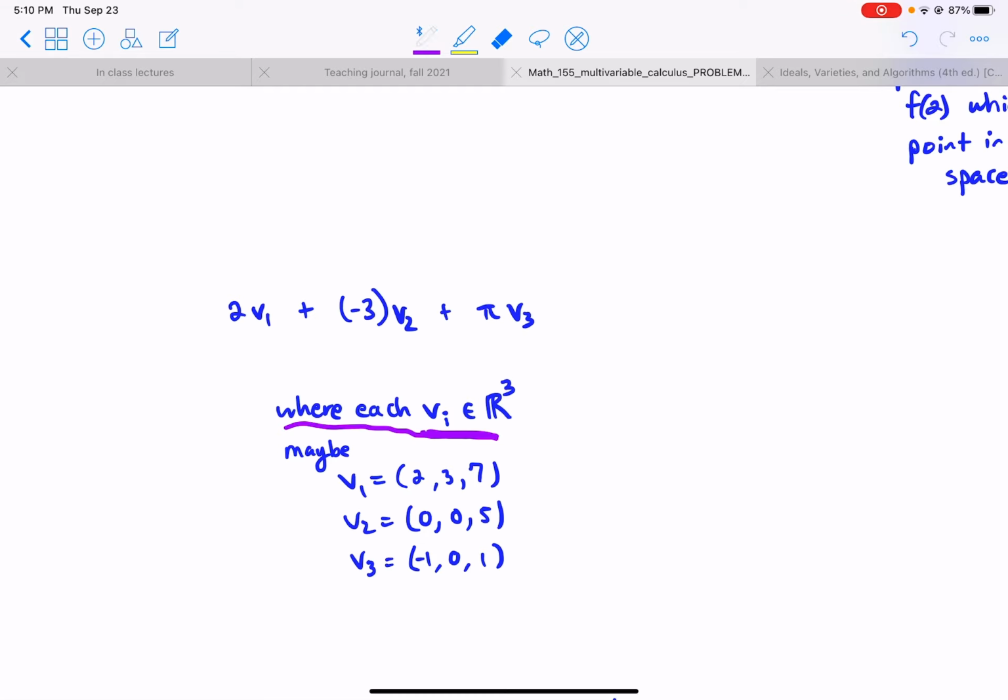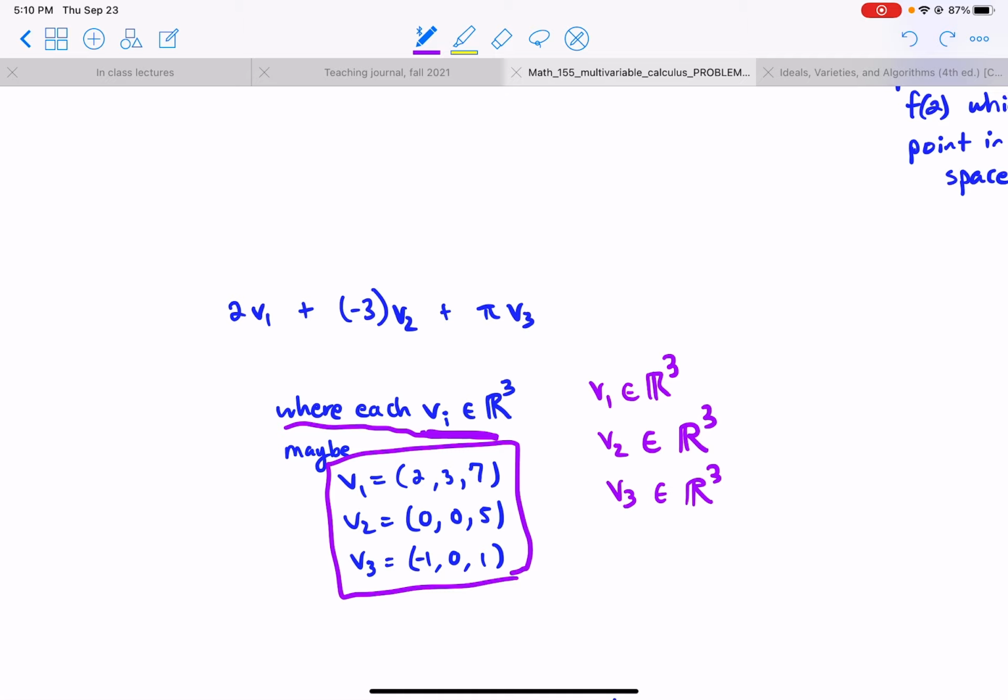so that we don't have to write each one separately. Otherwise, I have to write, well, v1 is a vector in 3-dimensional space. v2 is a vector in 3-dimensional space. v3 is a vector in 3-dimensional space. So instead, I just say each vi is a vector in 3-dimensional space. And then maybe I could tell you specifically what those vectors are. v1 is this vector (2, 3, 7). v2 is this vector (0, 0, 5). And v3 is this vector (-1, 0, 1).